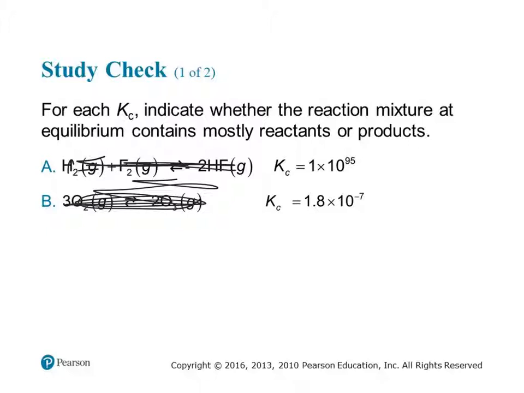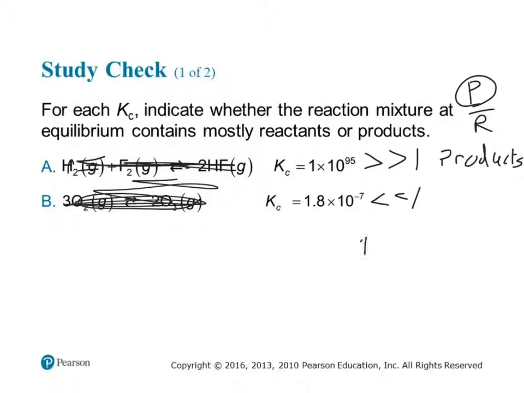For our first reaction, our K of 10 to the 95th is a lot greater than 1, which means that our ratio of products over reactants is heavily favored to the products. Down here, we have 1.8 times 10 to the negative 7th. Well, 10 to the negative 7th is much less than 1. So the bottom number of our fraction would have to be larger, meaning that we have to have a lot more reactants at equilibrium if our equilibrium constant is less than 1. Chemistry's easy, life is hard.